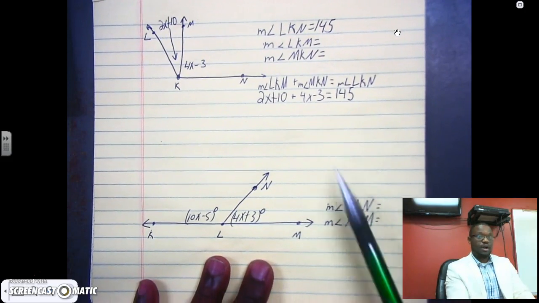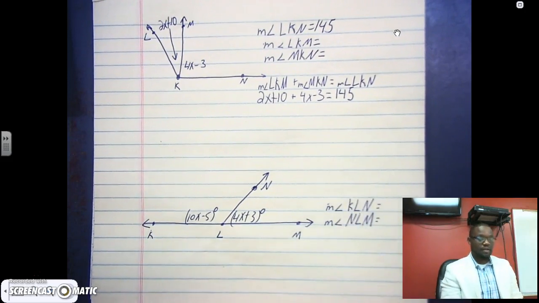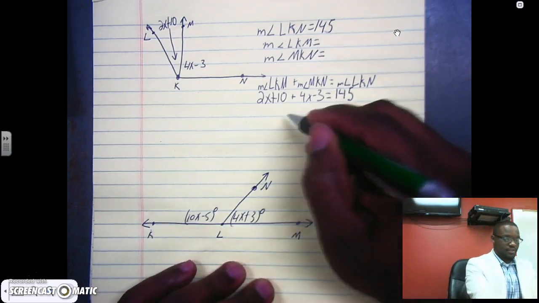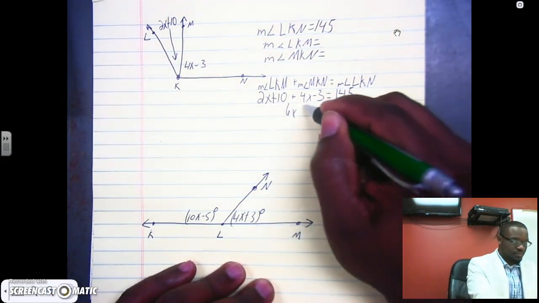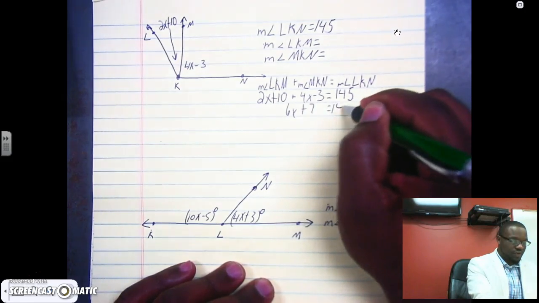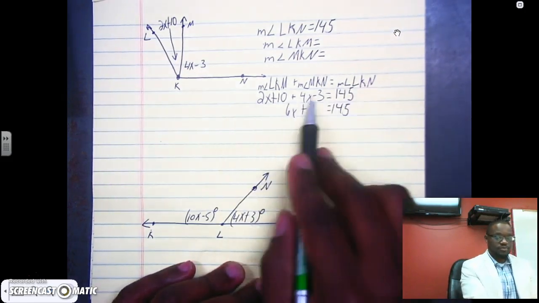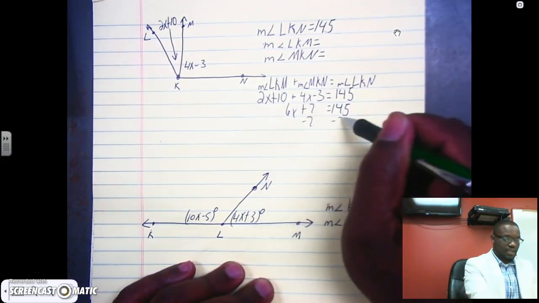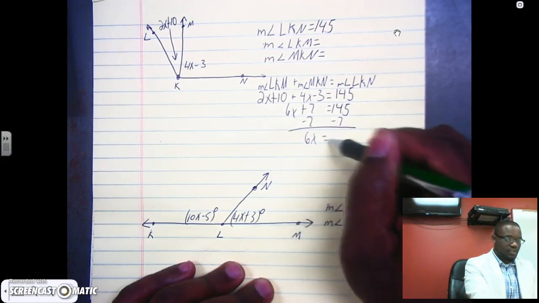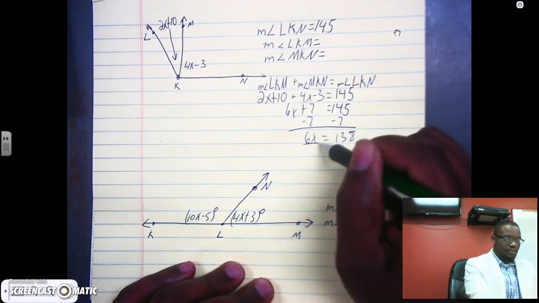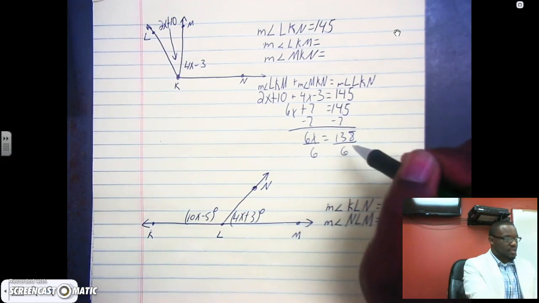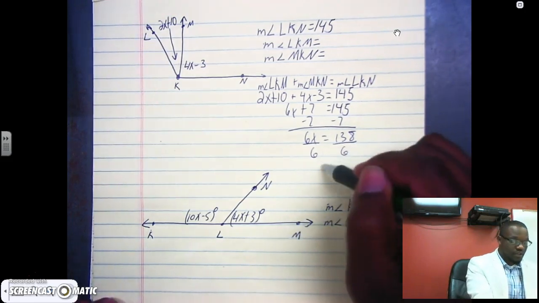Now, as I work this problem out, you're going to realize again why we start the year off solving equations. Because my next step is 6x plus 7 equals 145, combining like terms. Subtract 7 from both sides. You get 6x equals 138, and you divide both sides by 6, and you get 23.